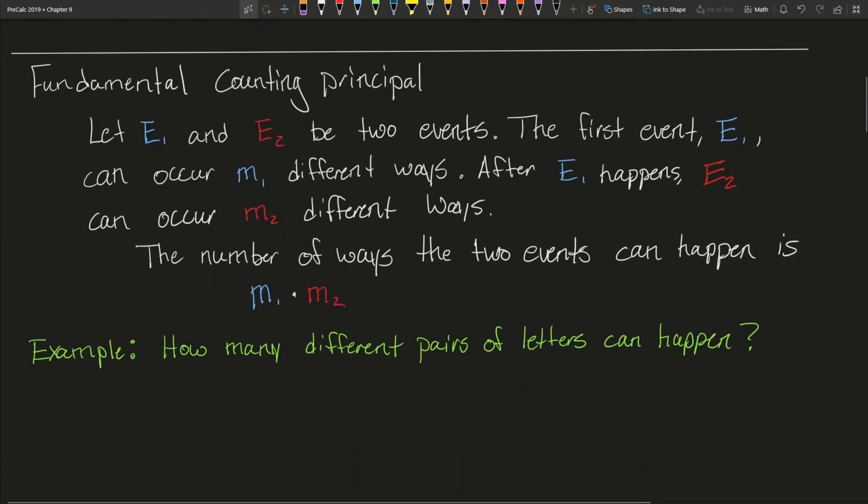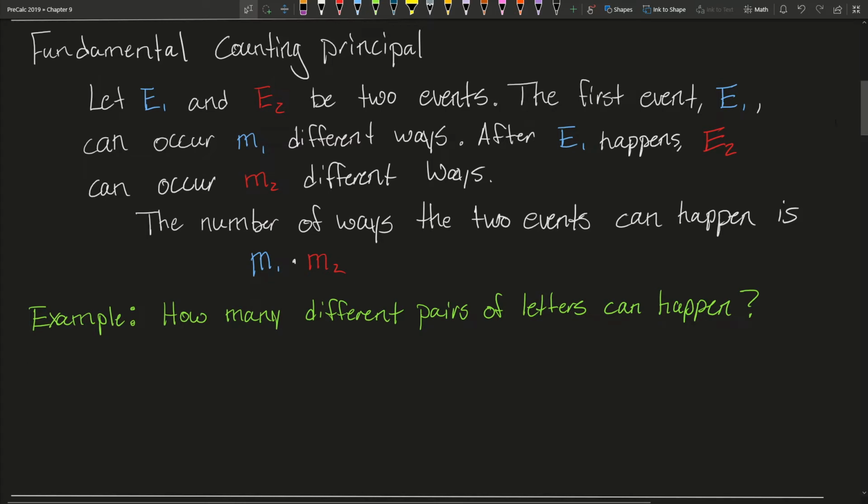All right. And the first one is this fundamental counting principle. Okay. So this applies to everything. And what this says is that if we have two events, E1 and E2, where the first event can happen in M1 different ways, and the second event can happen in M2 different ways, the number of ways that those two events can happen is M1 times M2. All right, so I'll give people a second to write that down because that is super important, and it can be used in a lot of different ways.